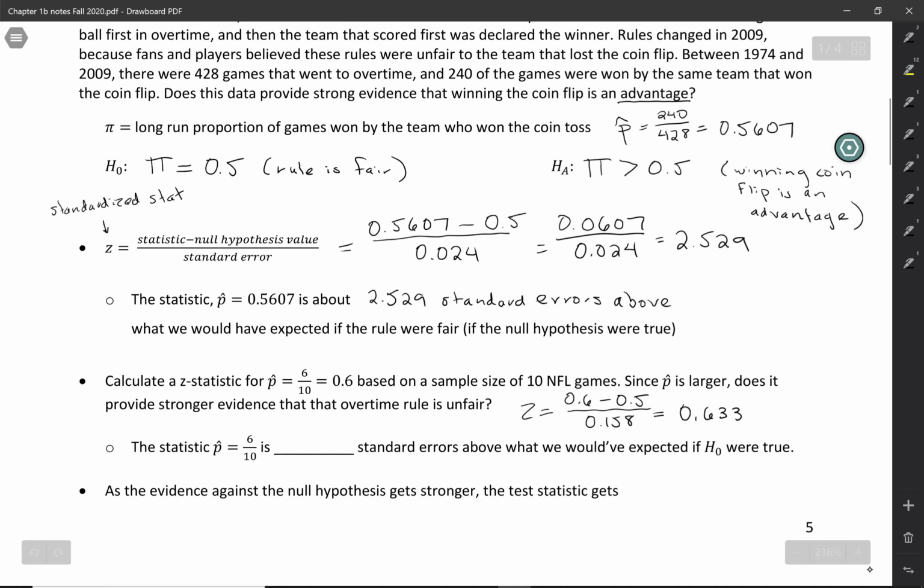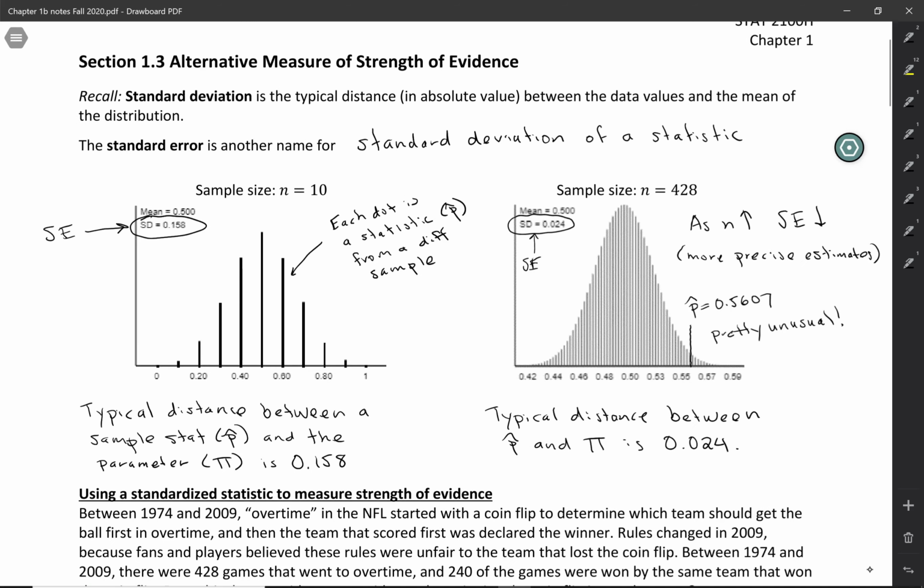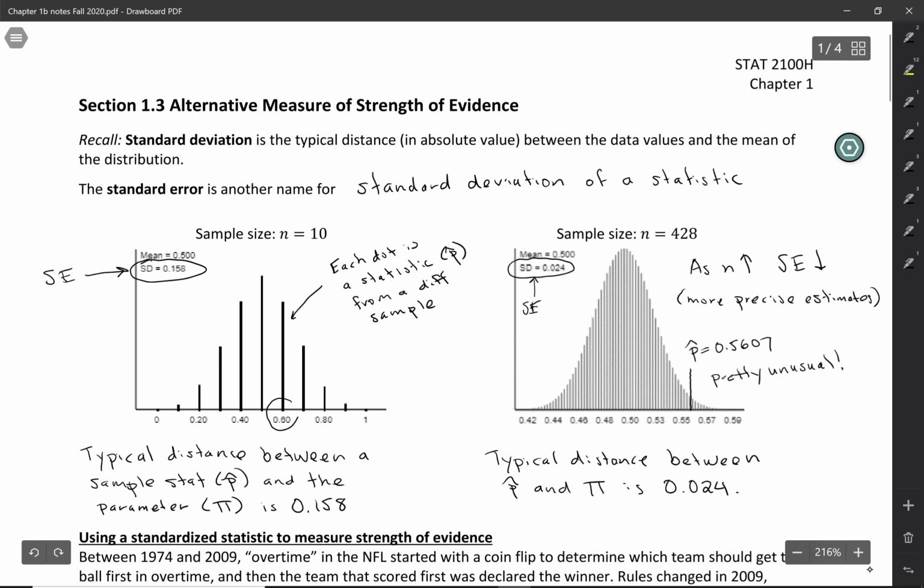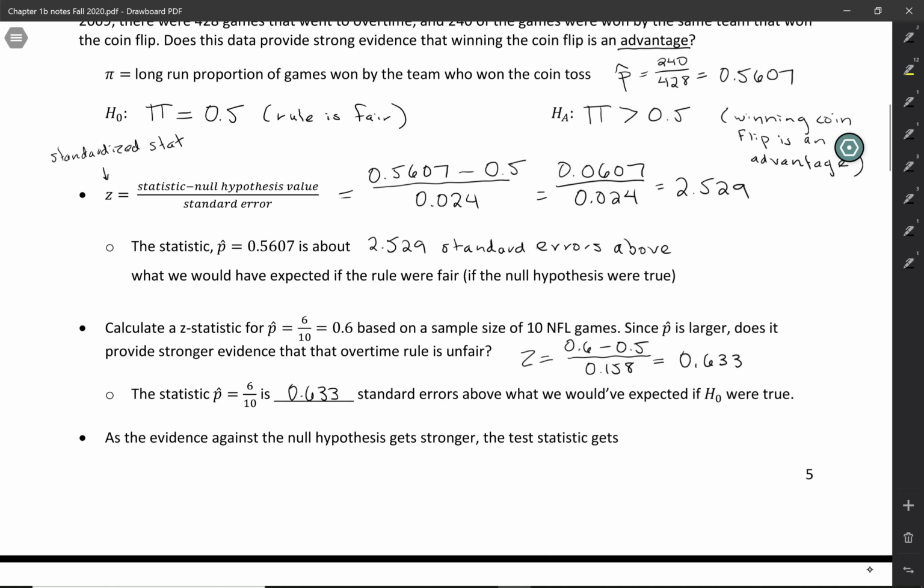So in this case, the statistic is 0.633 standard errors above what we would have expected if the null hypothesis were true. And if we find this on our graph here, here's our 0.6, p hat equals 0.6 is not unusual, right? It would be very common, even if the rule were fair, to see 6 out of 10 times that the team that won the coin flip won the game. So in this case, with the smaller Z-statistic, we're going to have weaker evidence, right? We're not nearly as sure that there's a real problem with the rule based on this 6 out of 10 as we were with the real data.